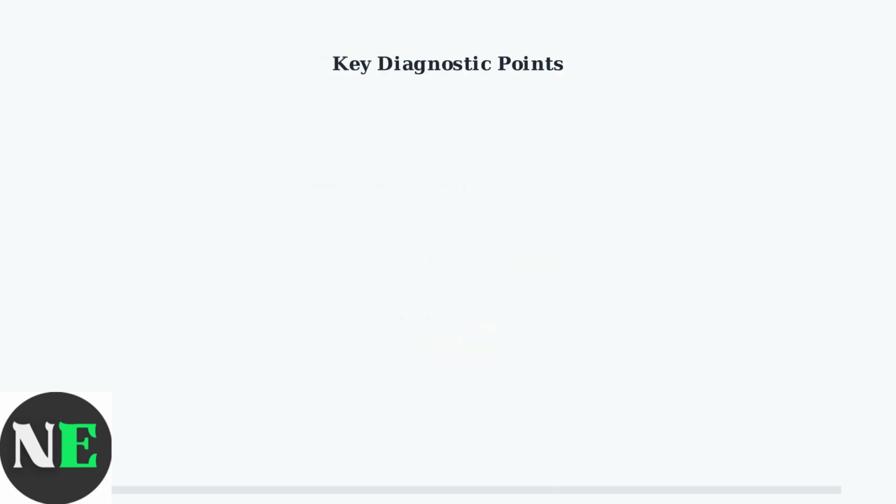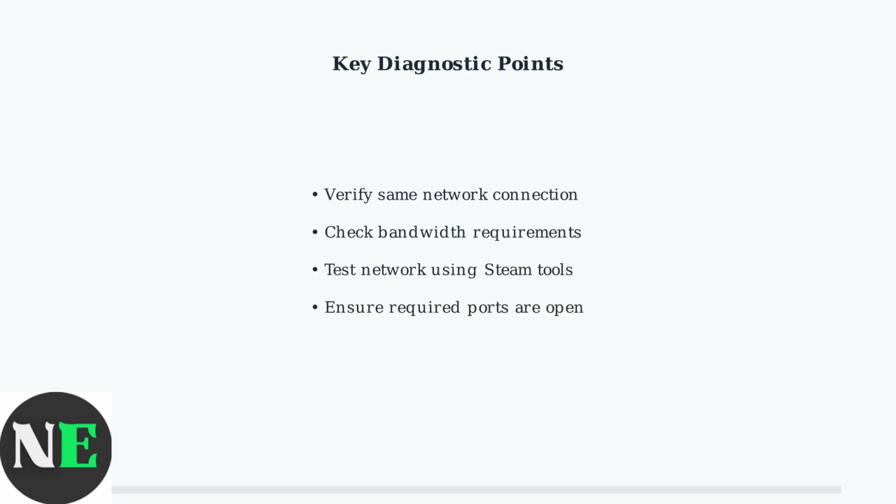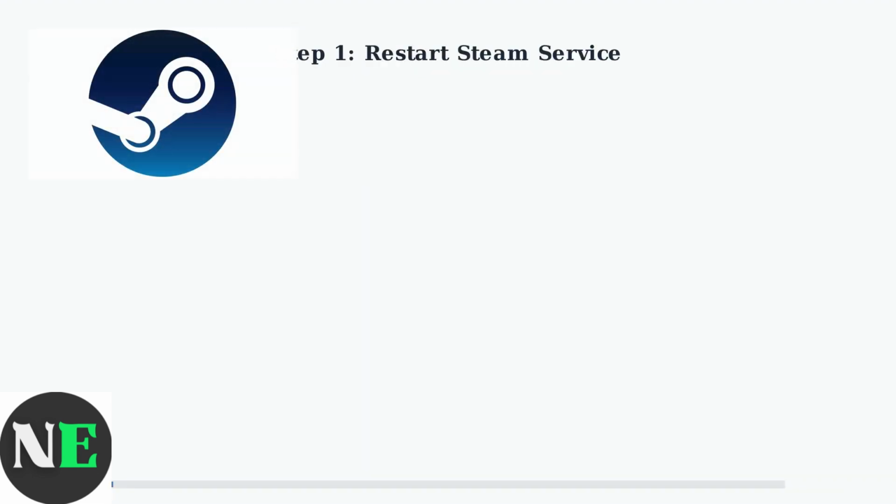Understanding these fundamentals, the host-client architecture, common failure points, network requirements, and port configurations provides the foundation for effective Remote Play troubleshooting. With this knowledge, you can systematically identify and resolve most streaming issues. When Remote Play fails, start by completely restarting the Steam service on your host PC. This resolves most connection and synchronization issues.